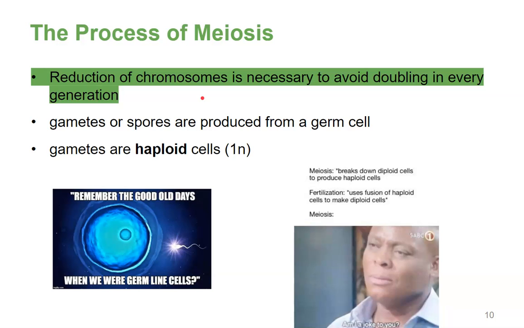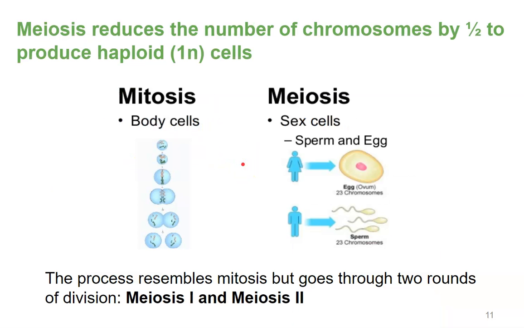So gametes or spores are produced from what's called a germ cell. The germ cell is what starts out meiosis. So we'll see what that does here in a minute. And gametes are going to be, again, haploid. So meiosis reduces the number of chromosomes by half to make haploid cells.